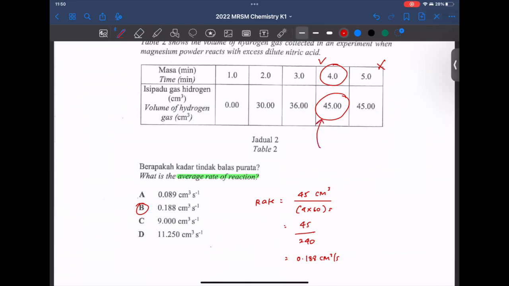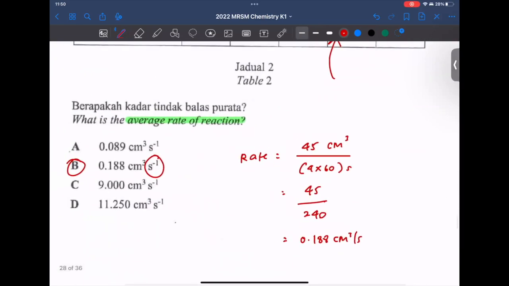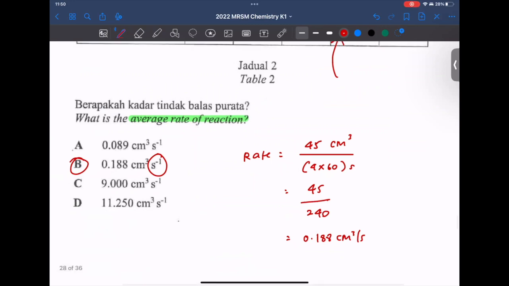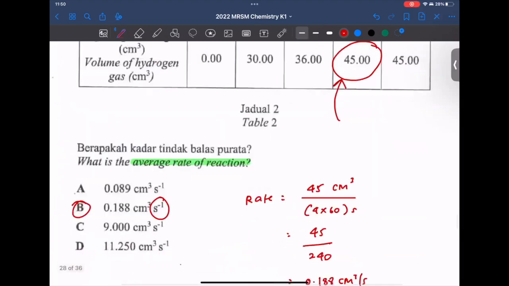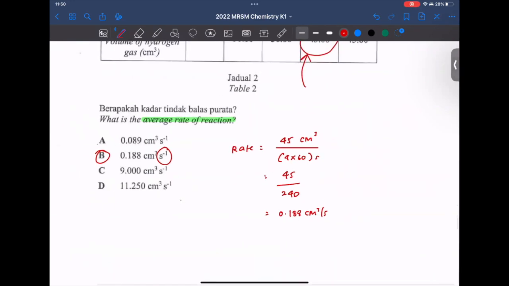So total gas collected will be 45 divided by 4 minutes, but they want your answer in seconds. So be very careful, make sure you read the question correctly. That's why I put over here, rate is equivalent to 45 cm cube divided by 4 times 60. Why? Because they want seconds. I gave you minutes, but we want seconds. So it'll be 45 divided by 4 times 60 seconds. Then the total will be 45 divided by 240 seconds. So your answer finally will be 0.188 cm cube per second. Your answer will be B.